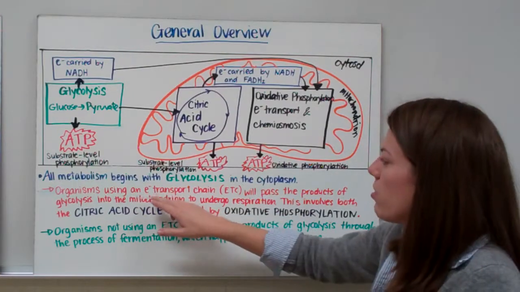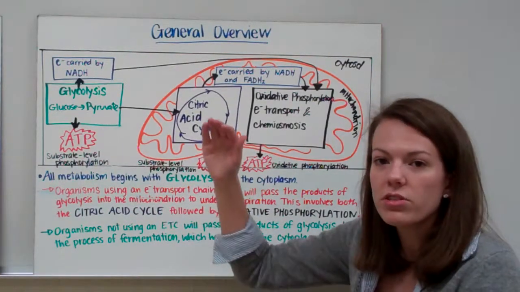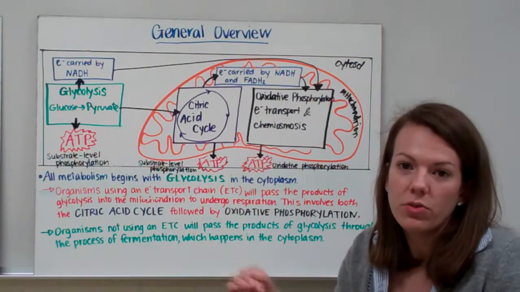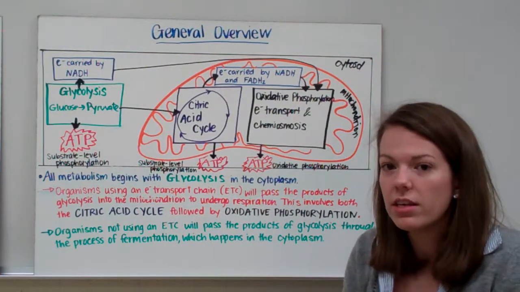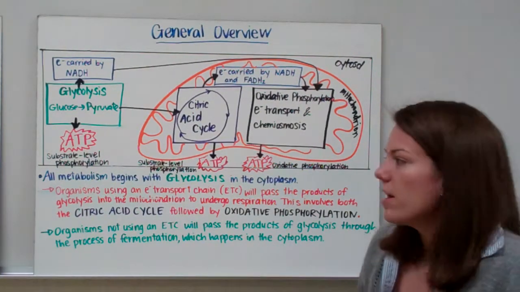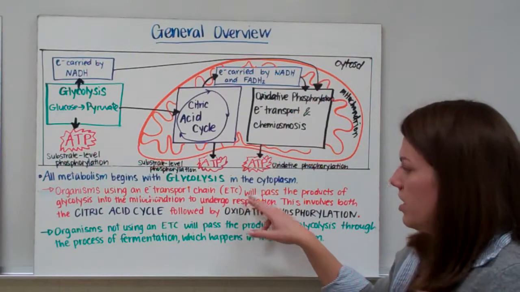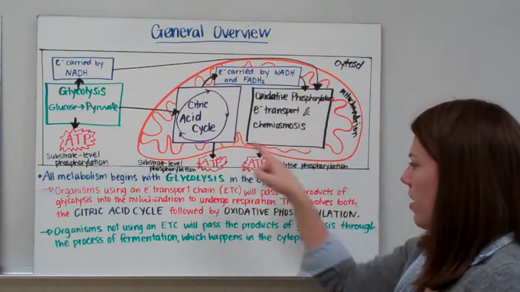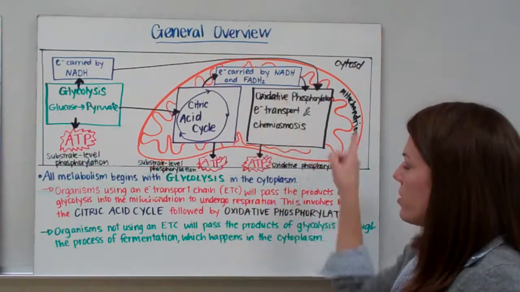So organisms that use an electron transport chain, so those molecules that pass electrons from one to another to increasingly electronegative atoms, are called our electron transport chain. So if we have a cell that's using an electron transport chain, it will pass the products of glycolysis to the mitochondrion, okay? And it will undergo respiration in the mitochondrion.